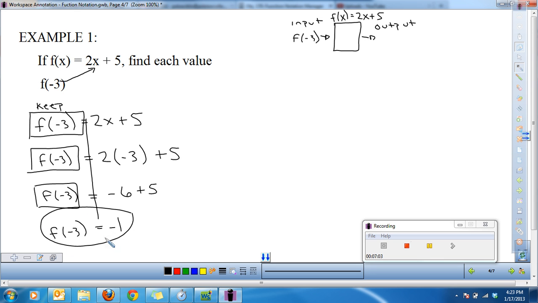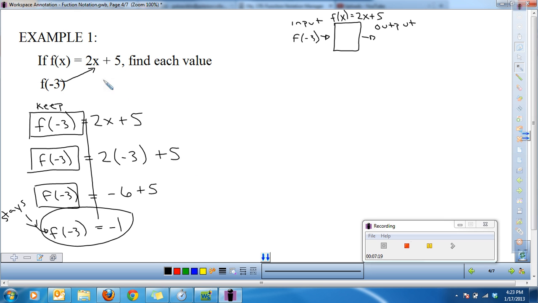A lot of times what students will do is they will try at the end to get f by itself. This is just a formatting thing. This right here, it stays like that. F of negative 3 is what's telling us that at negative 3 in this function, the output is negative 1.